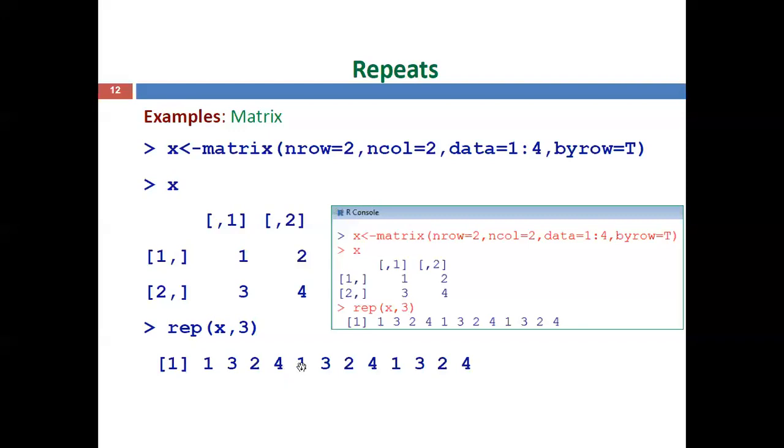Suppose there is a third column, the next sequence. So x means 1, 3, 2, 4, and that can be repeated 3 times. Now we will also demonstrate this one.